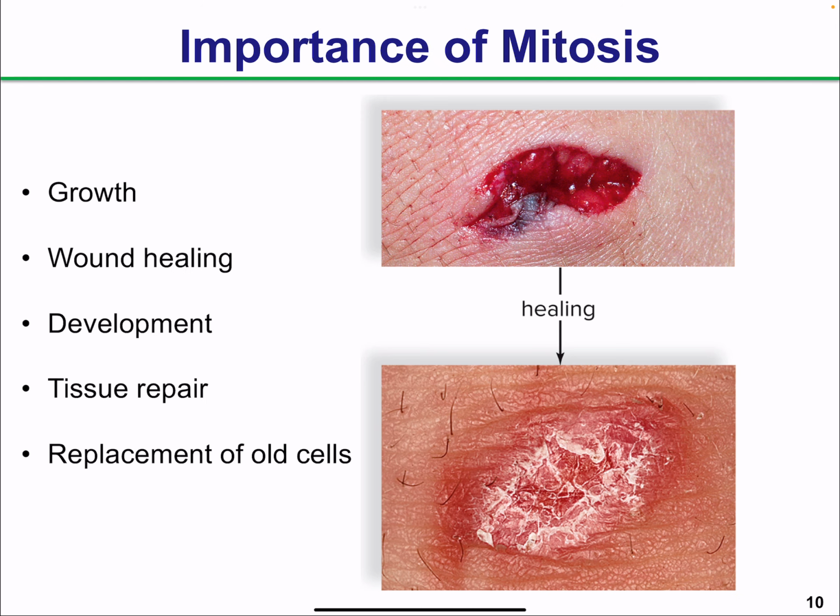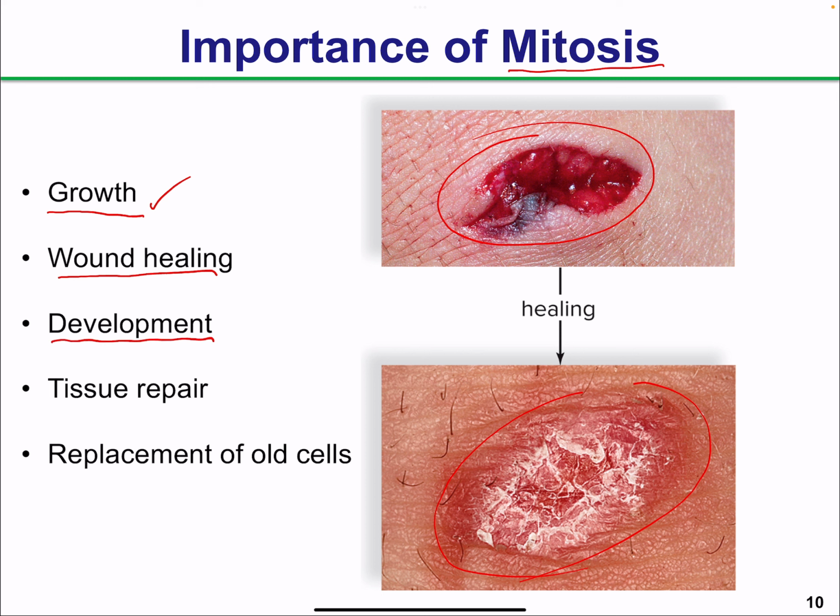Let's move on. So mitosis, it's for growth of our body. Think of when you were a little kid and now you are an adult. You've grown, right? That growth is supported by mitosis. Wound healing. So here we have a wound that takes time to heal, right? For that process to happen, you need mitosis.